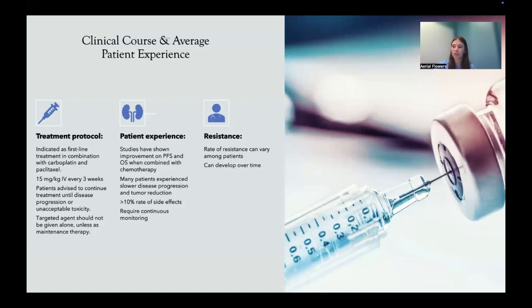Patient experience on this drug: many studies have shown that there is improvement in progression-free survival and overall survival when in combination with these two chemotherapies. And many patients have also experienced slower disease progression and tumor reduction. Although with these two components, patients have experienced a greater than 10% rate of side effects, meaning that they require continuous monitoring.